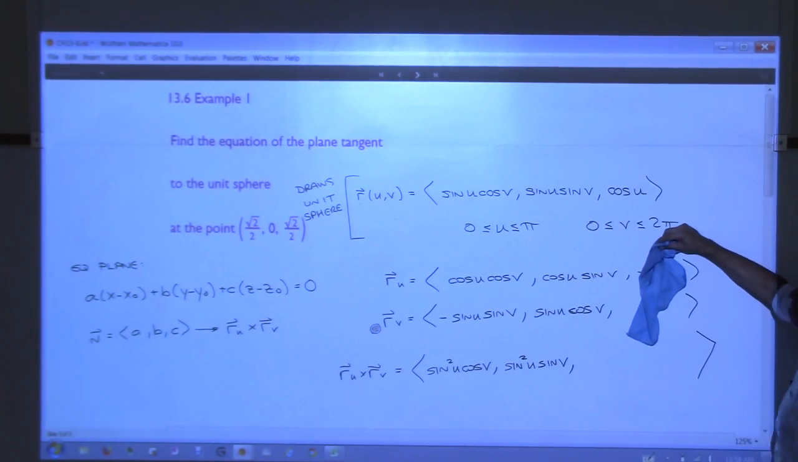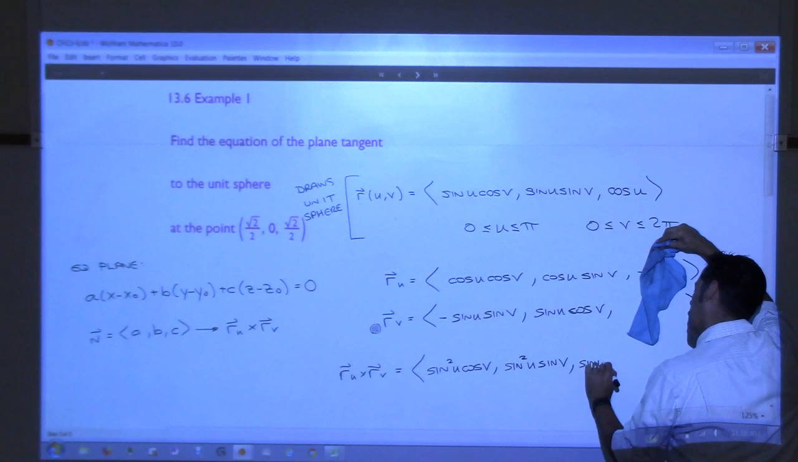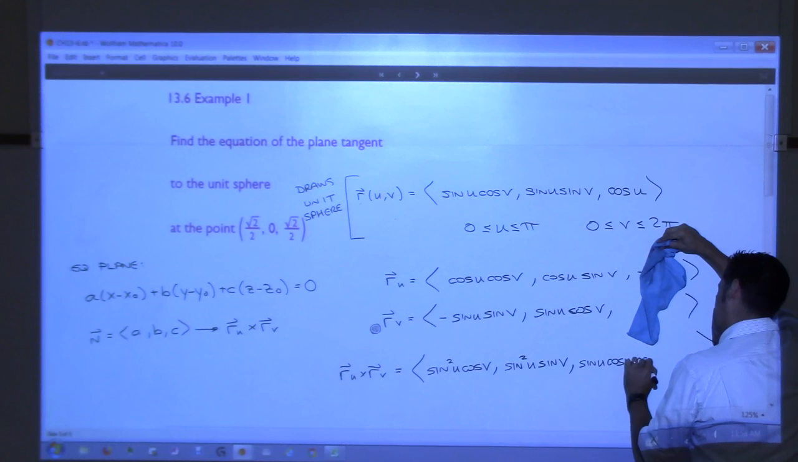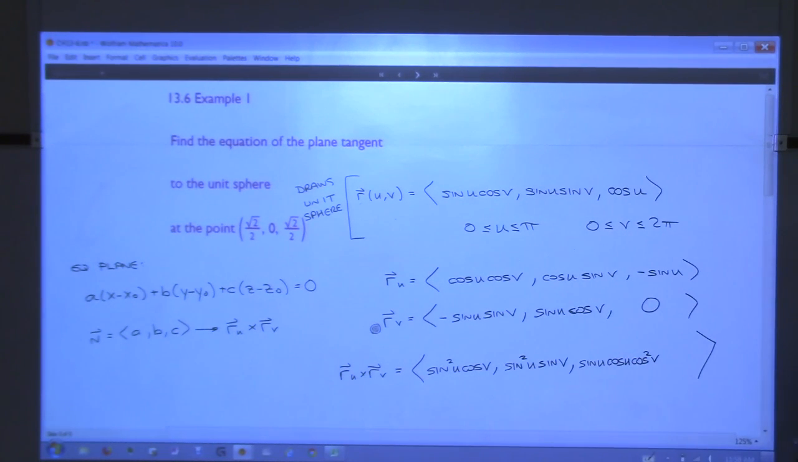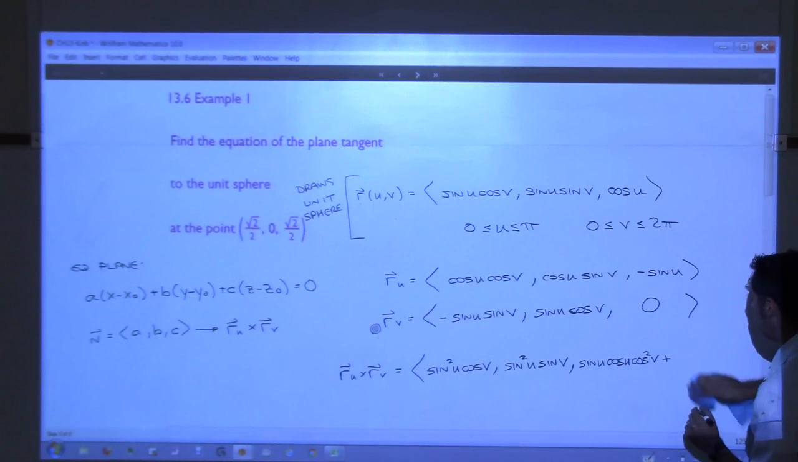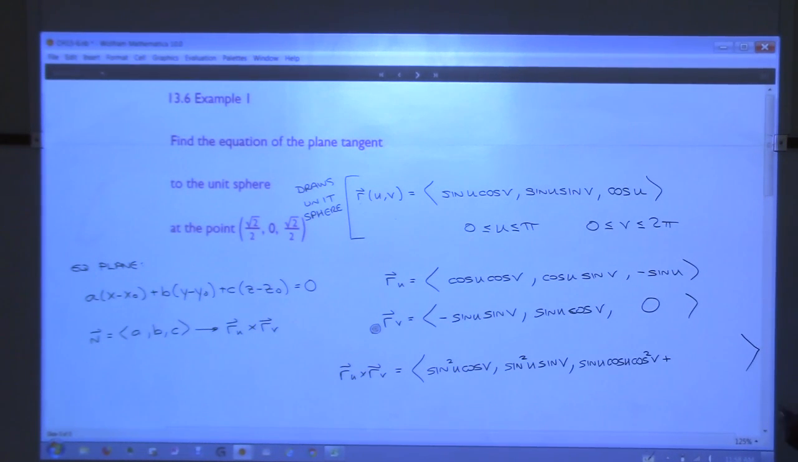Cover up this one. Sine u cosine u, what did we say, cosine squared v? Crap, I'm going to run out of room. Minus, but then it's a minus, so plus, right? Plus cosine u sine u. I'm going to write it sine u cosine u. And then sine squared v.